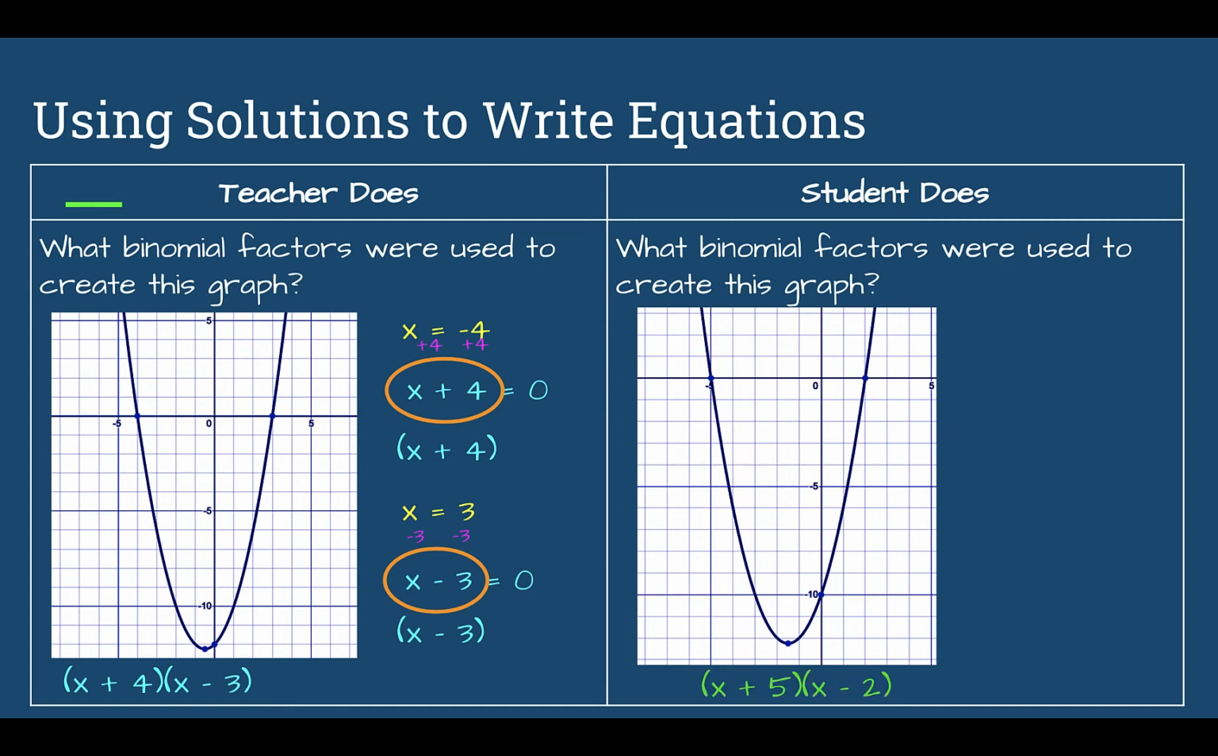Let's check. You should have found x plus 5 and x minus 2. Here I wrote them as if I was starting to make the equation. It crosses the x-axis at x equals -5 and at x equals 2. So working our way backward, we would add 5. So we get x plus 5 equals 0. So x plus 5 must have been one of the factors. Following a similar process, we would get x minus 2 as our other factor.